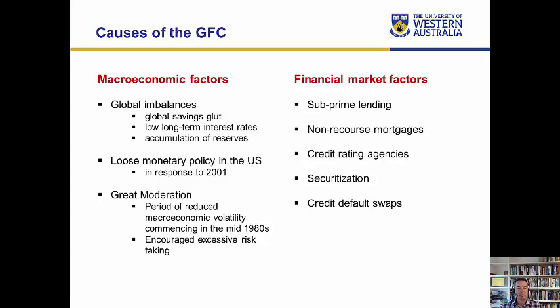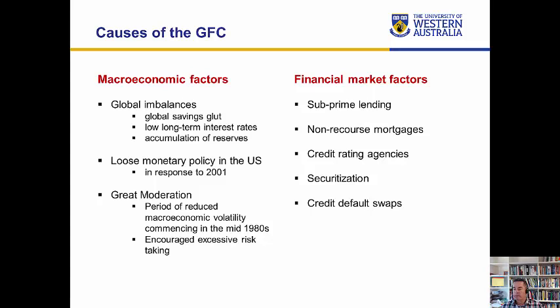Most people out on the street don't appreciate that the macroeconomic factors here are really the main factors in terms of the course of the GFC. So without those macroeconomic factors, there never would have been a global financial crisis. If we didn't have subprime lending, non-recourse mortgages, etc., even the existence of those macroeconomic factors eventually would have caused some sort of problem somewhere in the US economy.